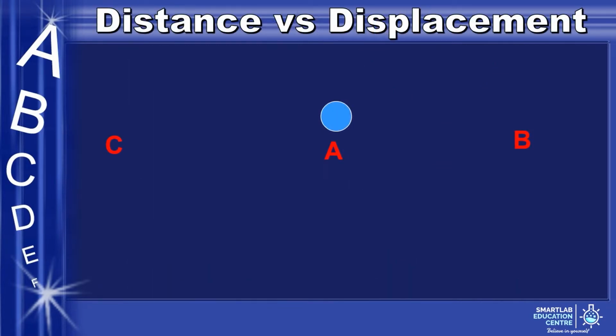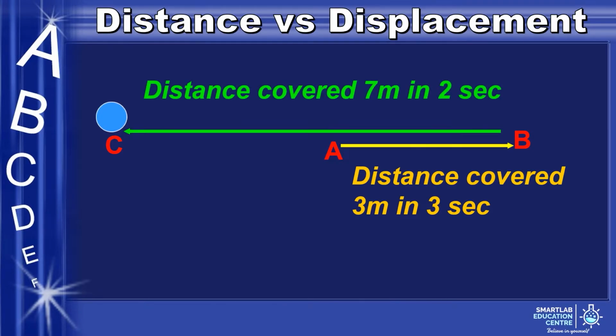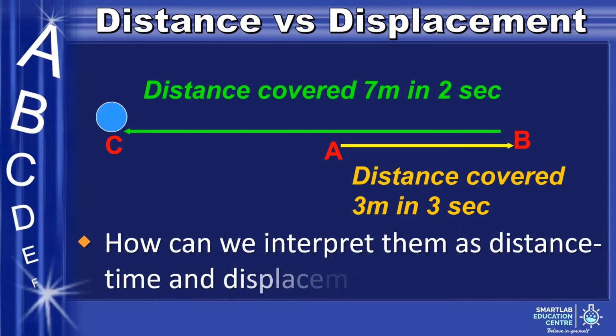Now let us attempt to draw a distance-time and displacement-time graph. An object starts off from A at rest and moves to B at a constant velocity of 3 meters in 3 seconds. The object then moves to C, 7 meters, for 2 seconds in constant velocity. How can we interpret them as distance-time and displacement-time graphs?